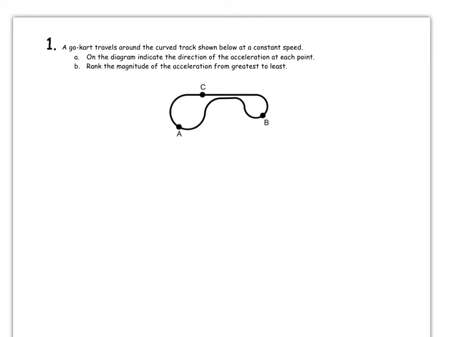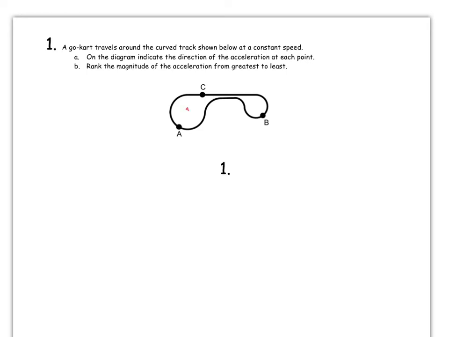Moving on to the next one, we have a go-kart traveling around the curved track as shown at a constant speed. The first thing we want to do is draw the direction of the acceleration at 3 points, A, B, and C. Keeping in mind that it's moving at a constant speed, the only way for it to accelerate would be if it's turning. If it's moving at a constant speed, it can't speed up or slow down, so it has to be that changing direction acceleration. So at A, we are turning.